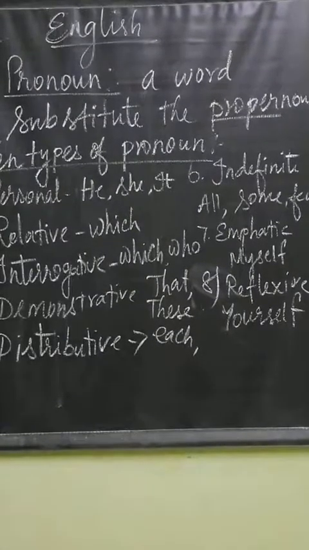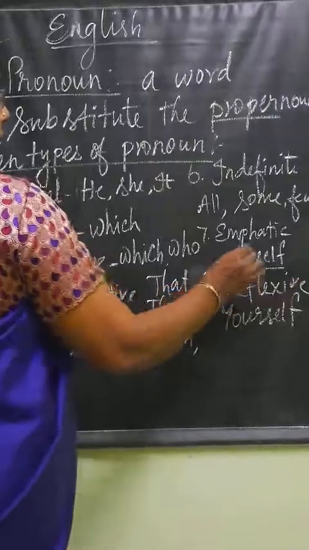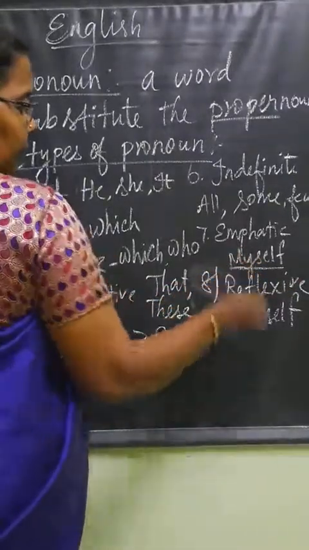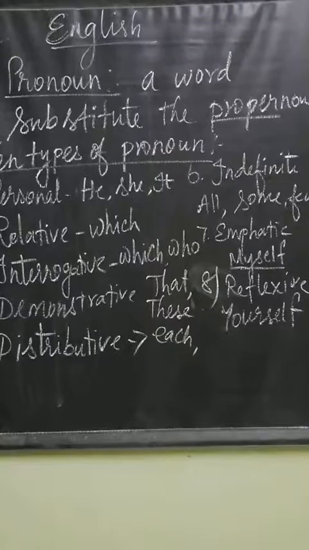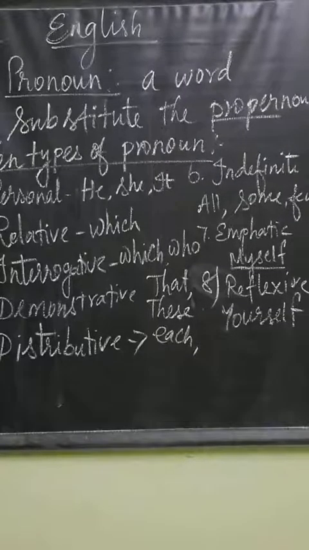I myself did the work. That is emphatic. I myself complete the work. Reflexive: the students are asked to do their work themselves. So it reflects the action towards the subject. The students, they have to do the work themselves. That is reflexive.